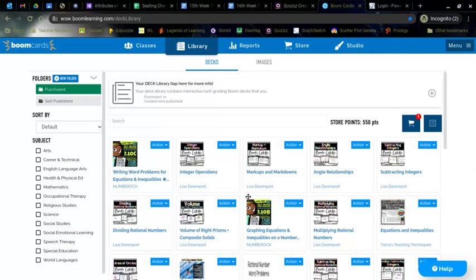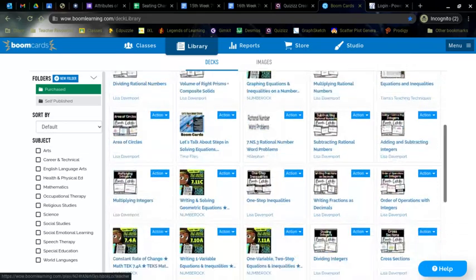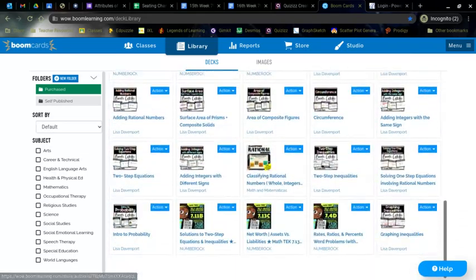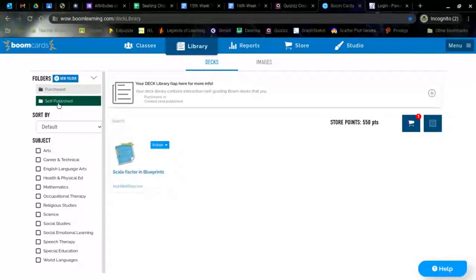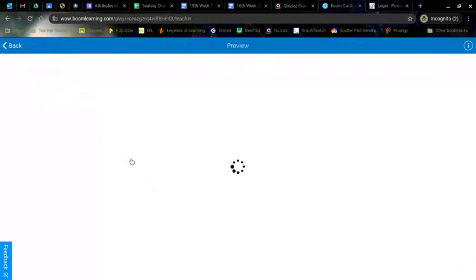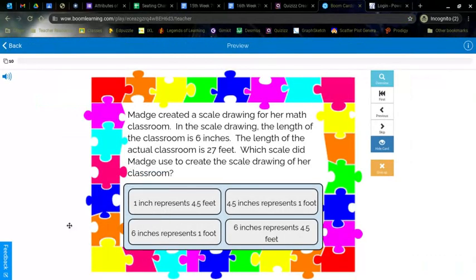So I made a deck of Boom Cards. Okay, it's going to be the same thing, scale factor and blueprints, okay? And all you do, set up your proportion. Madge created a scale drawing for her math classroom. In the scale drawing, the length of the classroom is 6 inches. The length of the actual classroom is 27 feet. Which scale did she? So I'm going to do inches over feet, okay?